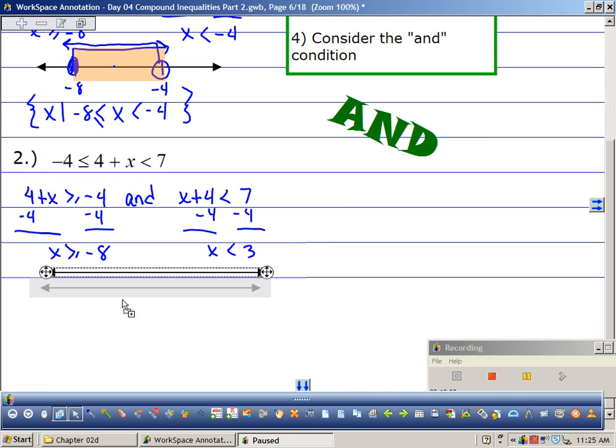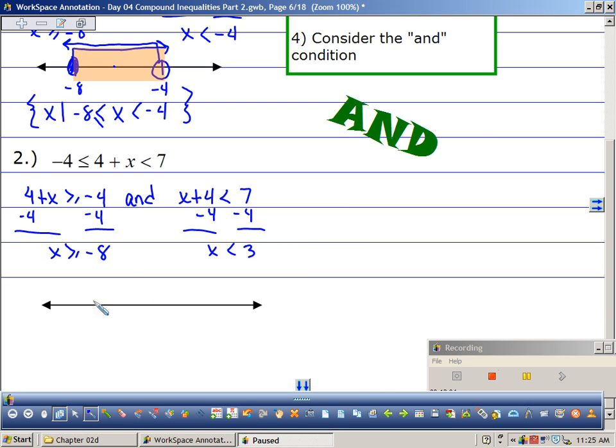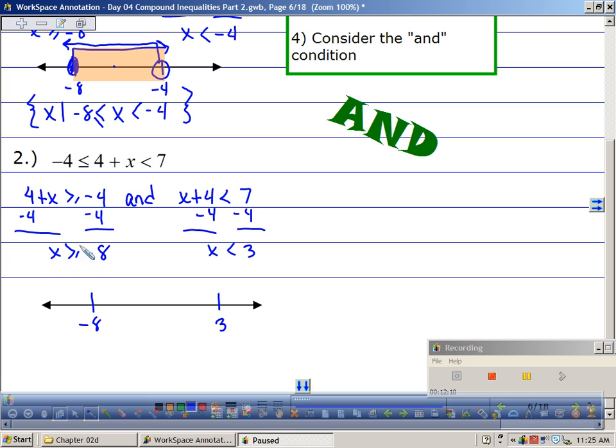All right, I'm going to put that on a number line. So what would be on this side? Negative 8. And what would be on this side? Positive 3. And x is greater than negative 8 or equal to, right? Closed circle going this way. And x is less than 3 goes this way.